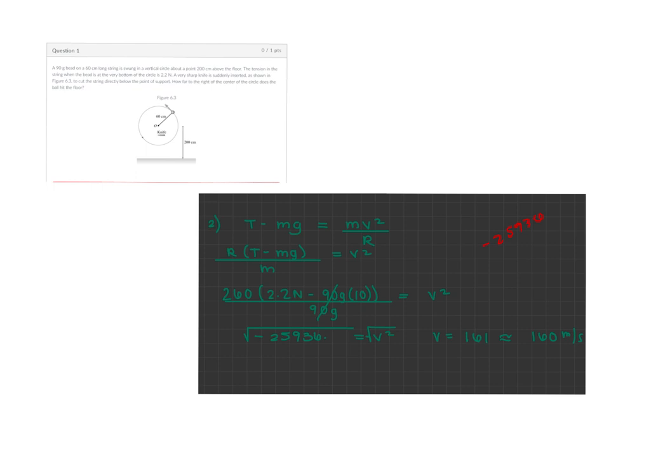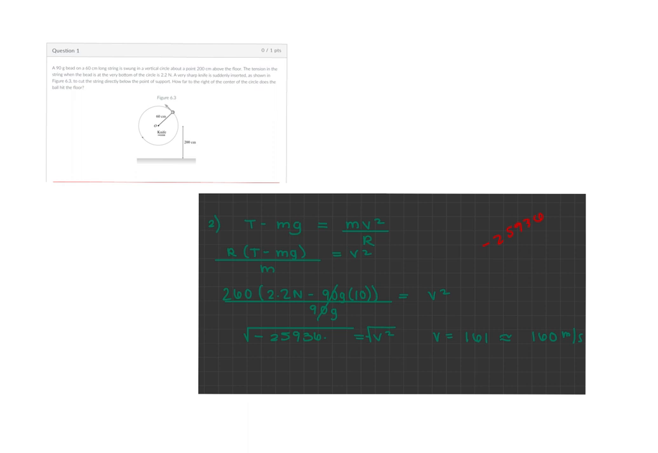So for this first problem, what we're going to go ahead and do is we have to find the velocity of this ball. So how we go ahead and solve this problem is by doing T minus mg equals mv squared over the radius, since we're dealing with circles here. And remember, we have to find the velocity so we can see how far it travels to the right.